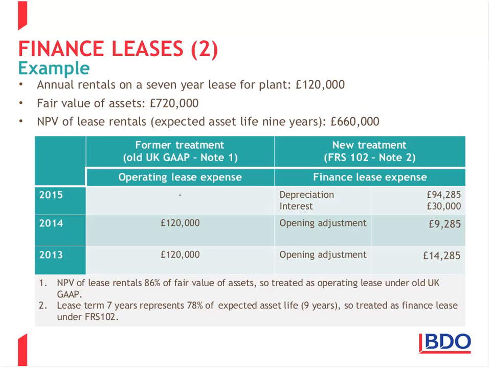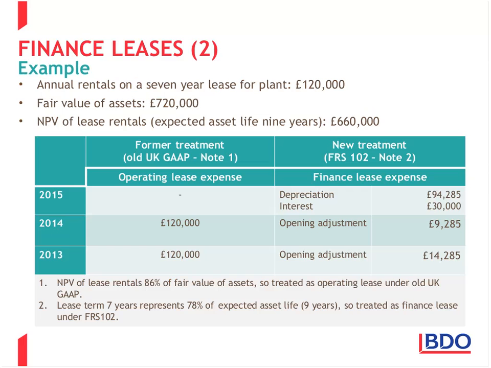Here is an example. Let's assume, for the purposes of this example, we have a 7-year lease with a rent of £120,000 per annum. The fair value of the asset is £720,000, and the net present value of the lease rentals is £660,000. If we look at the table, you'll see in the left-hand column that in the years 2013-2014, tax deduction is taken for the rent paid, £120,000 in each year.